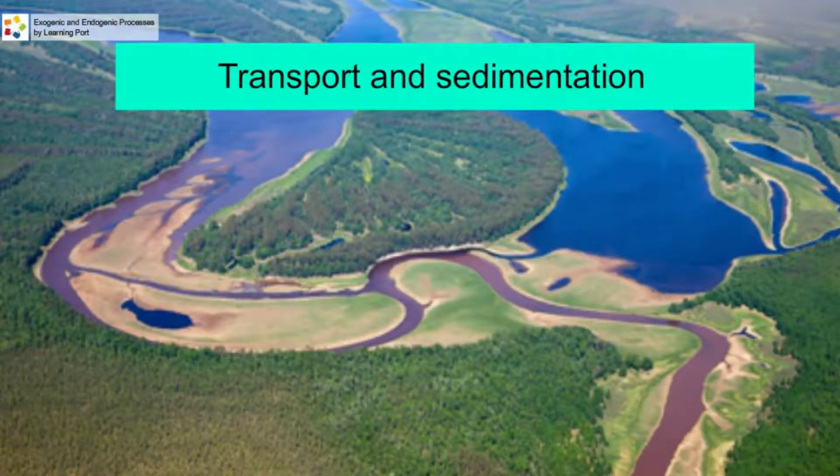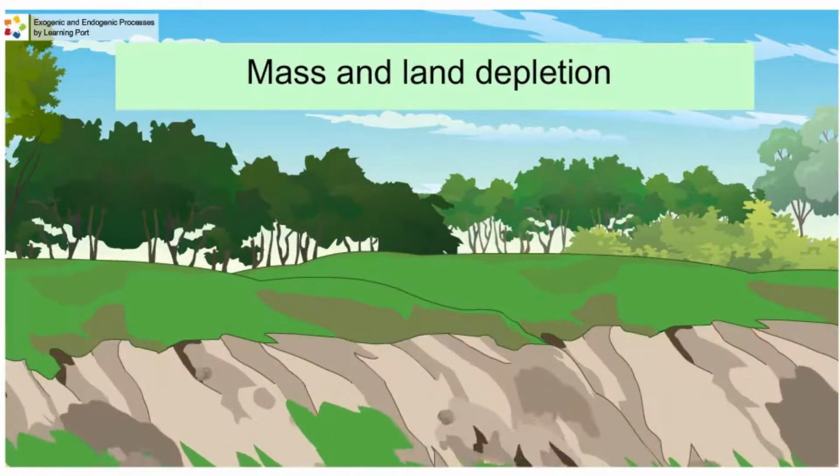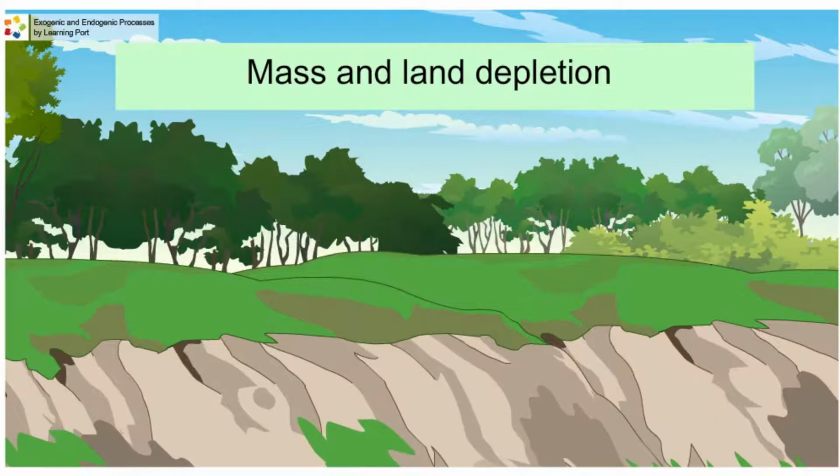Transport and sedimentation is another exogenic process. Weathered and corroded materials are moved by agents such as running water. The materials will be deposited when the velocity of the agents decreases. Mass and land depletion is also an exogenic process, which involves soil movement downslope as a result of gravitational force.